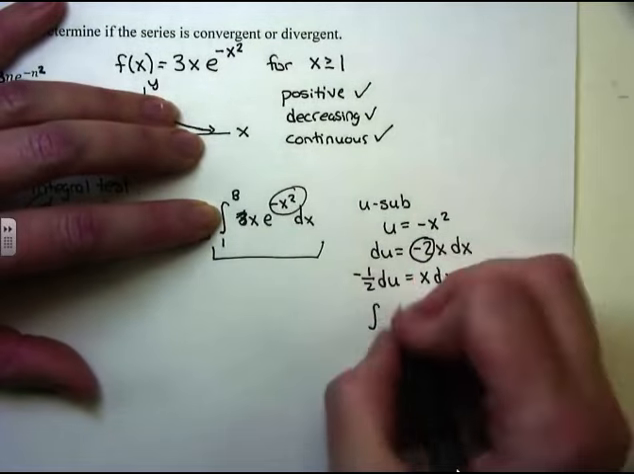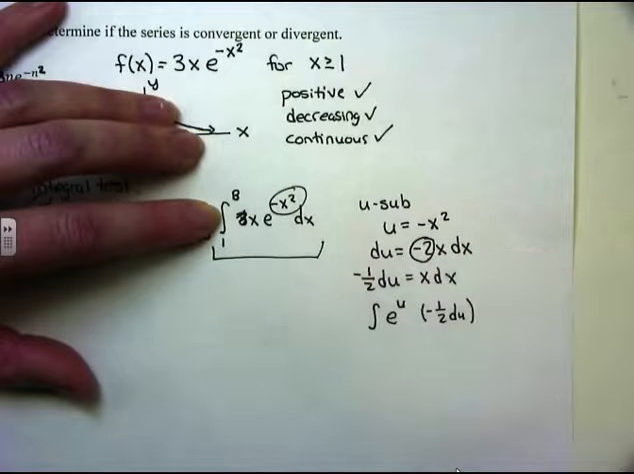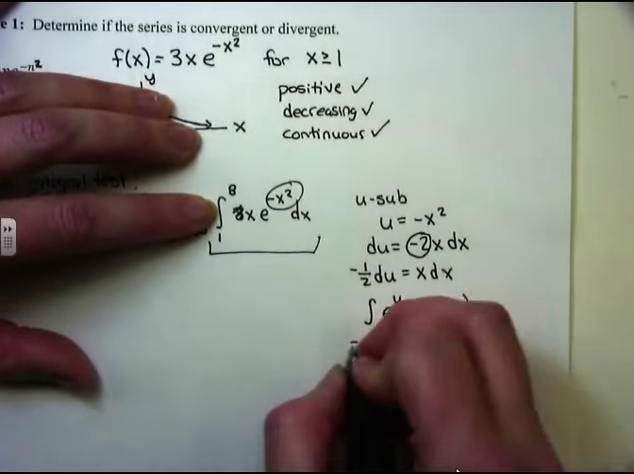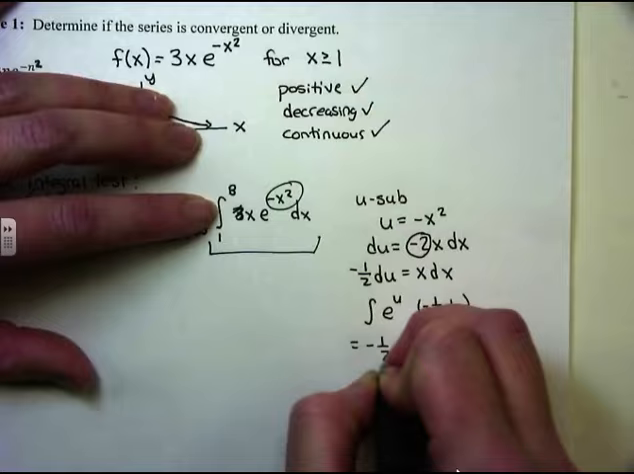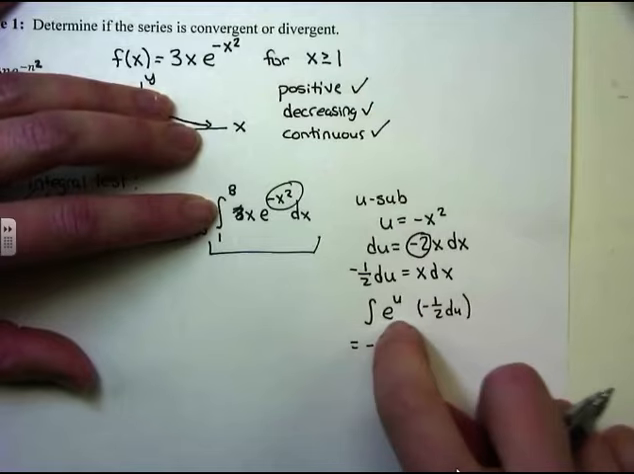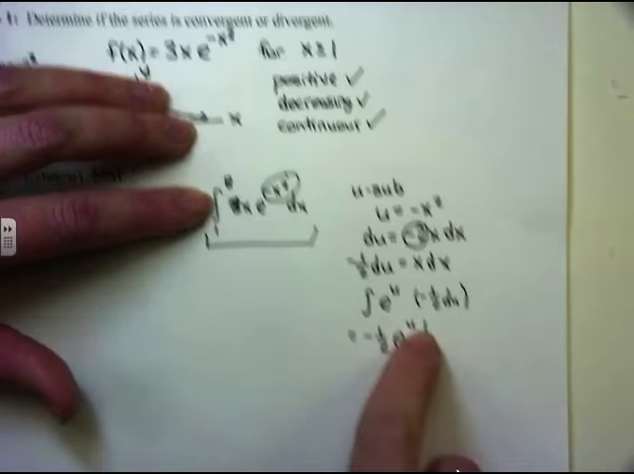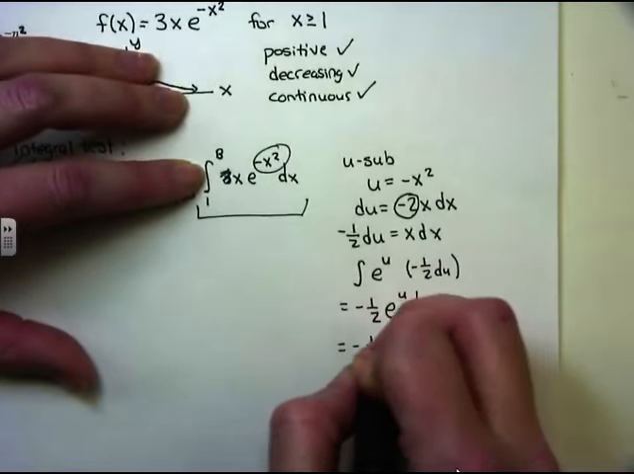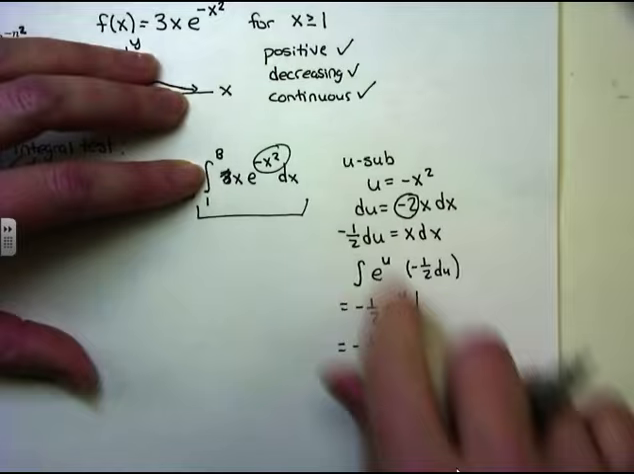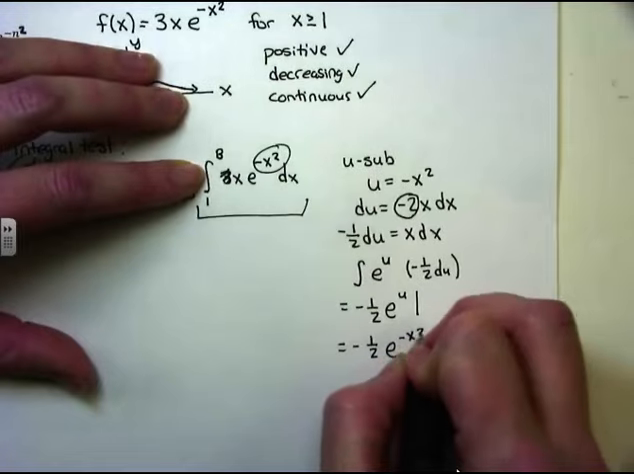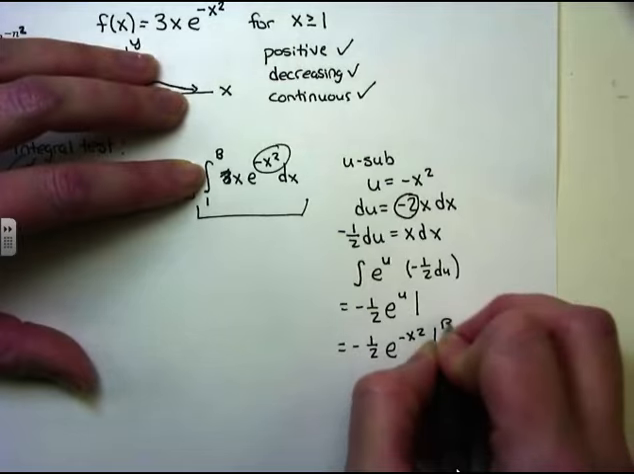Here I have e to the negative x squared was our u. So what I'm looking at, I have that constant of negative 1/2. Antiderivative of e to the u is just e to the u. I want to go back to my original variable, so what I have is negative 1/2 e to the u, where u was negative x squared, and the limits for x were from 1 up to b.